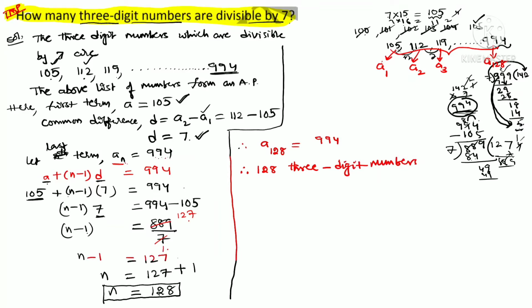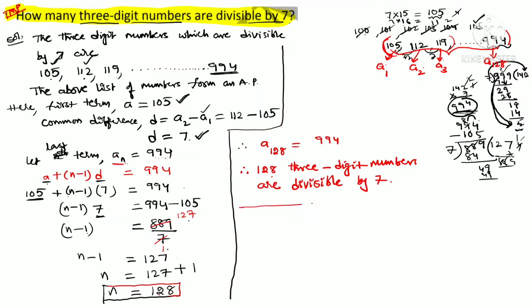See, suppose if you select up to here, three terms are there, so we can tell only three numbers are there. But starting from 105 to 994, there are totally 128 terms. That means 128 numbers are there. These all are three digit numbers only. That's why I'm writing: therefore, 128 three digit numbers are divisible by 7.